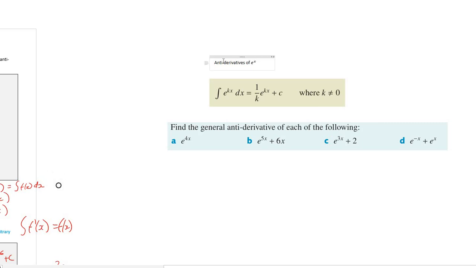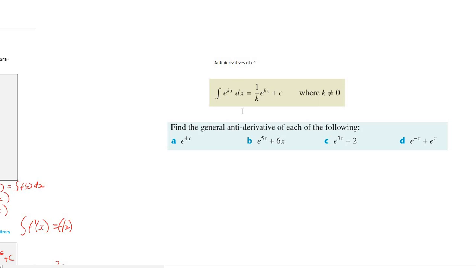So the rule for integrating e to the x is that the integral of e to the x dx is just e to the x divided by whatever the derivative of the inner function is. So this is very similar to our trig, where we're just undoing a derivative.